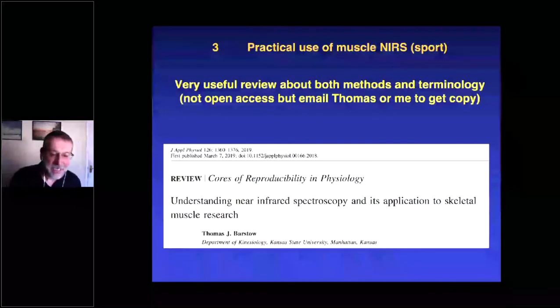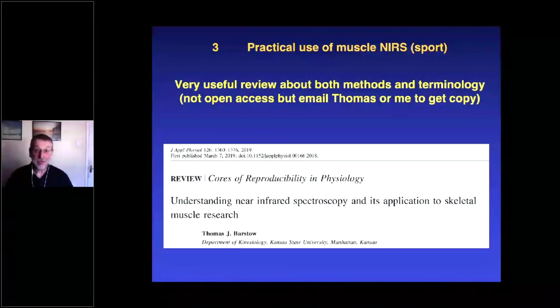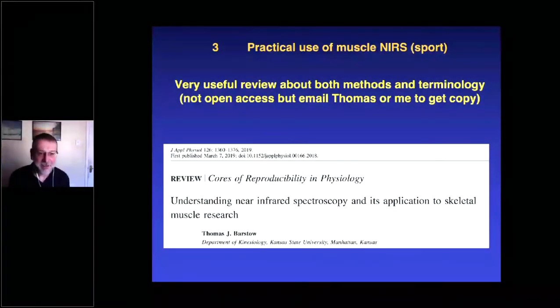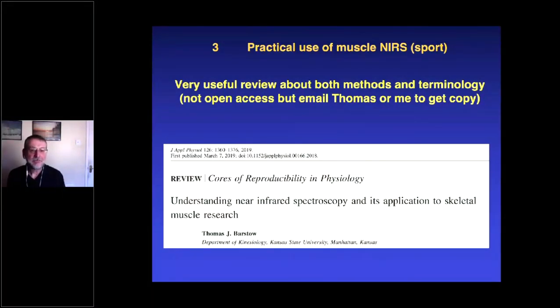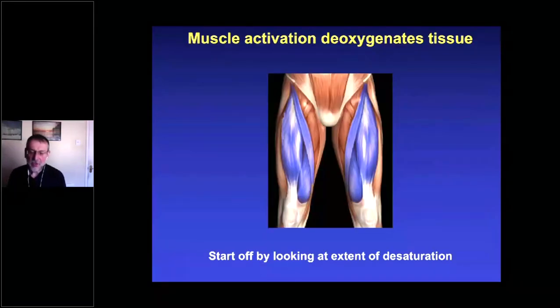Okay, so practical use of muscle near-infrared spectroscopy. I'll give you some real exciting data now, or more exciting than the previous stuff. This is a really useful review that Tom Barstow wrote about understanding the technique and its application. It goes through all the stuff I've talked about in more detail and talks about useful terminology. So I really recommend you take a look at this review if you can. It's irritatingly not open access, but I've got a copy, and I'm sure Thomas will give you a copy if you ask him. I think it's quite an important and useful paper.